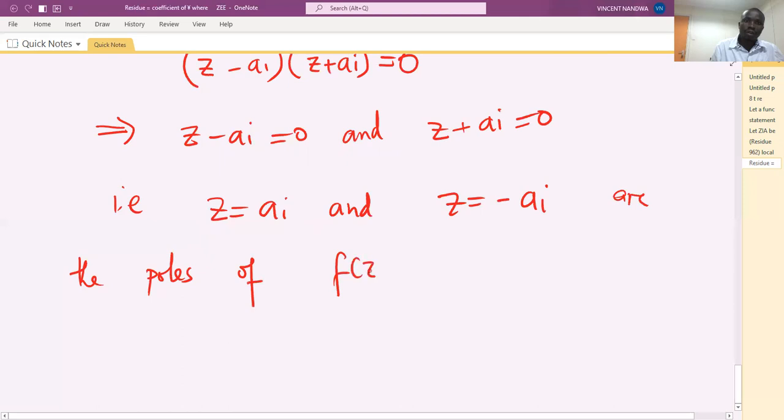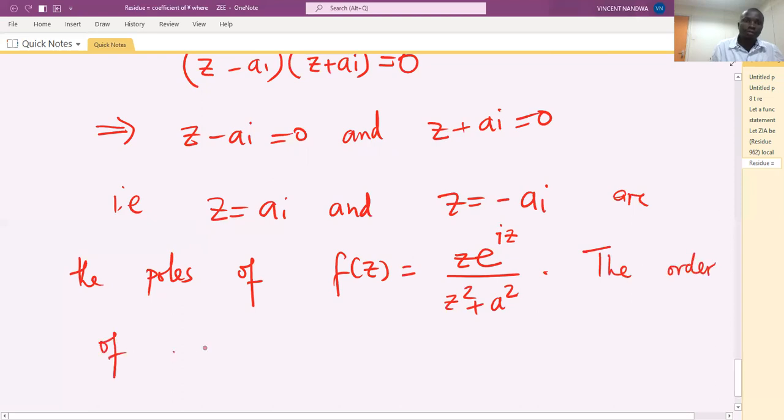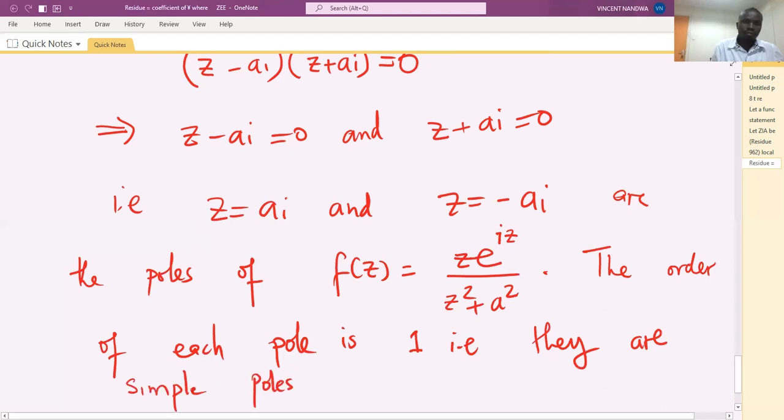of the function f of z given by z e raised to the power iz divided by z squared plus a squared, and the order of each pole is one, i.e. they are simple poles. So that's how we solve part B of the problem, that these are the poles of the function.